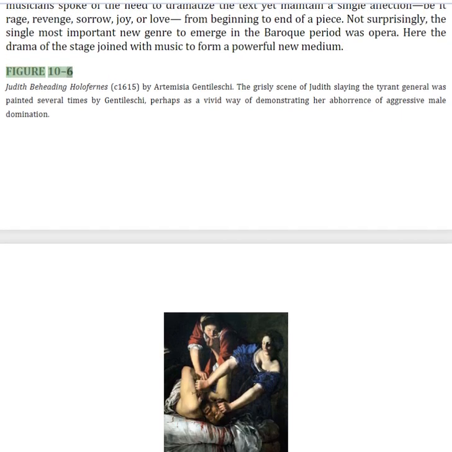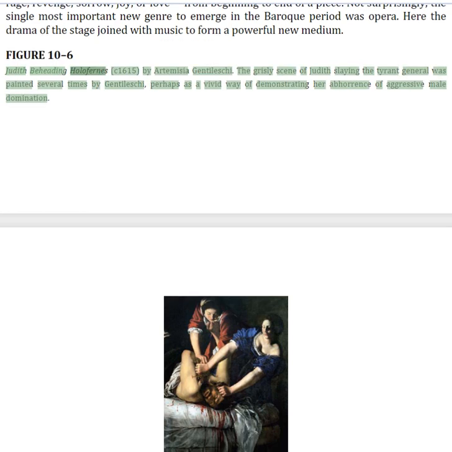Figure 10.6. Judith Beheading Holofernes by Artemisia Gentileschi. The grisly scene of Judith slaying the tyrant general was painted several times by Gentileschi, perhaps as a vivid way of demonstrating her abhorrence of aggressive male domination. Museo e Gallerie Nazionali di Capodimonte, Naples, The Bridgeman Art Library International.